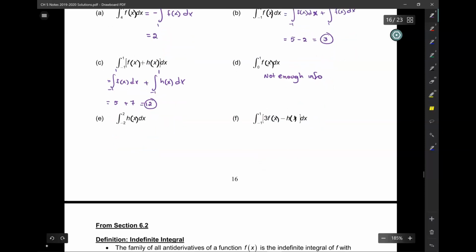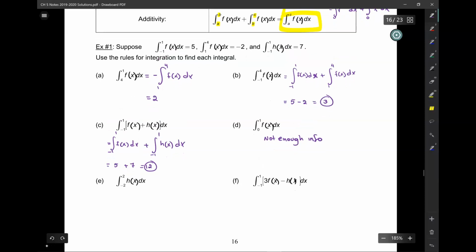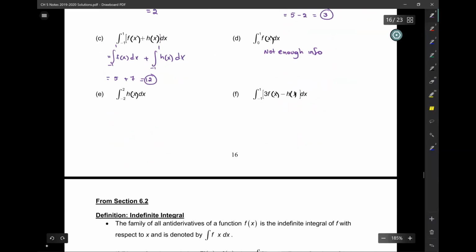So from negative 2 to 2 of h of x dx, I have negative 1 to 1. So we don't know. Now I'm being asked for negative 2 to 2. I have no idea how that function behaves. I don't know if it's symmetric about 0. So it's not enough information. Is that what you'd see on a test? It might be on my test, but it won't be on the AP test. Not enough info is good enough.